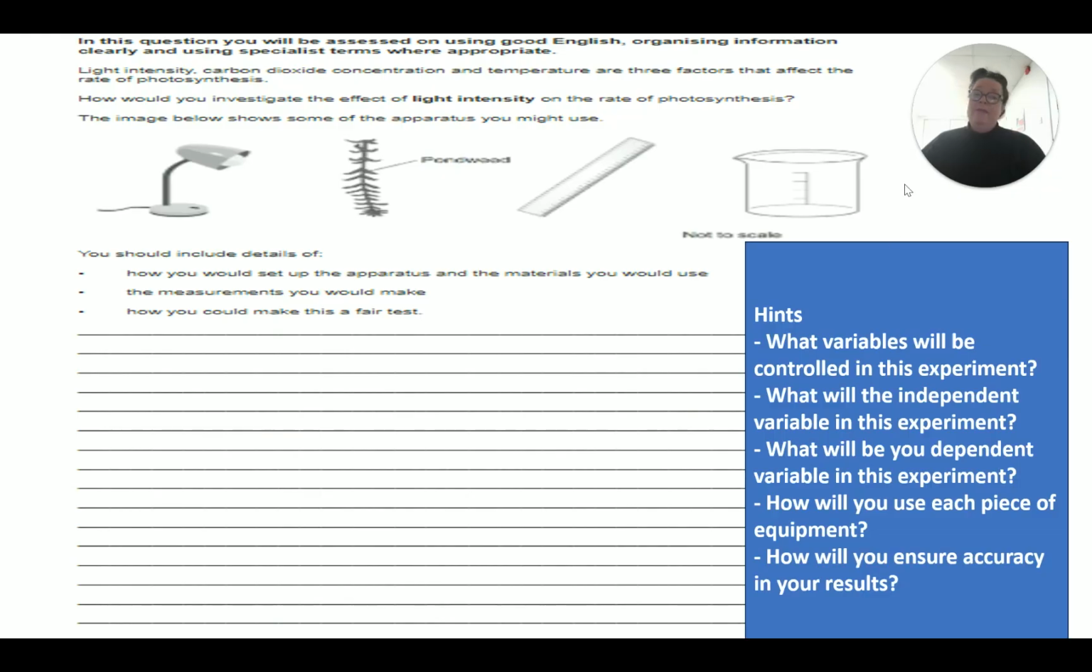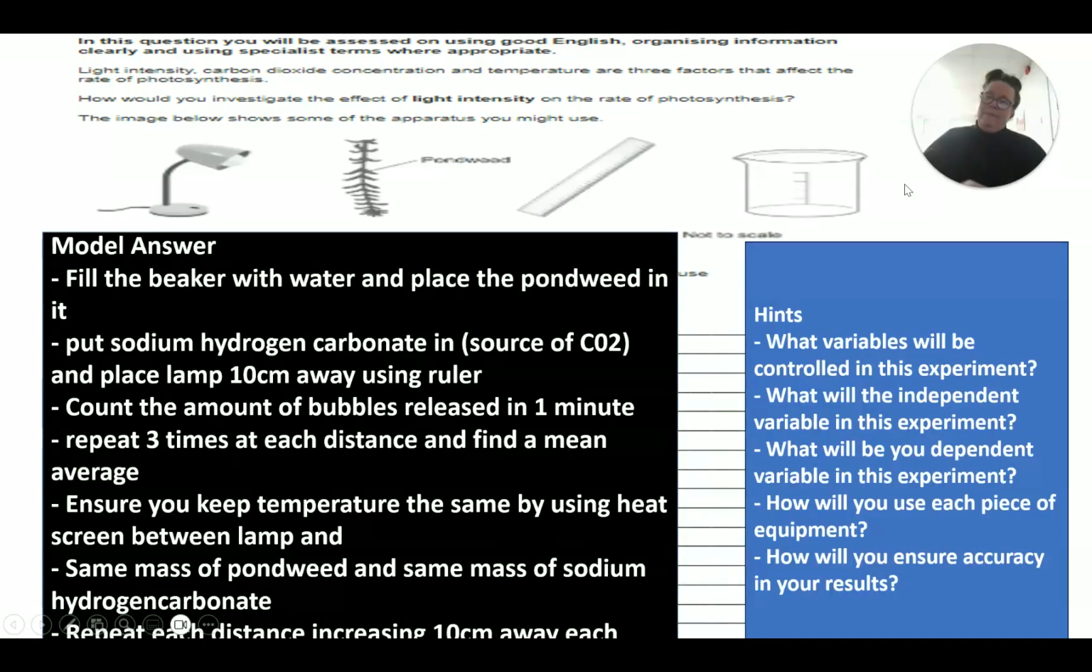Here's an example of a method again. So look at this first one. Just like I said, fill the beaker with water and place the pondweed in it. Right? Imagine you're explaining it to someone who's 12. The examiner knows nothing, so you must tell them everything.